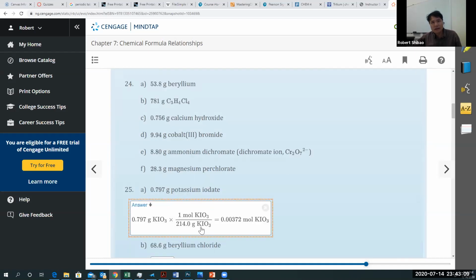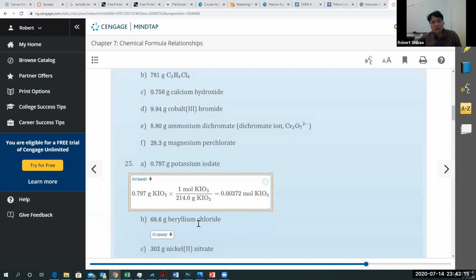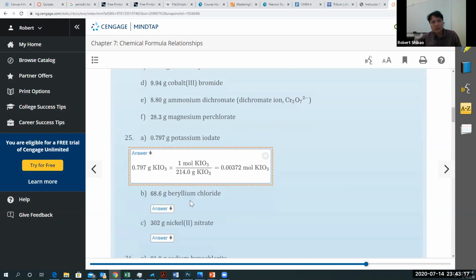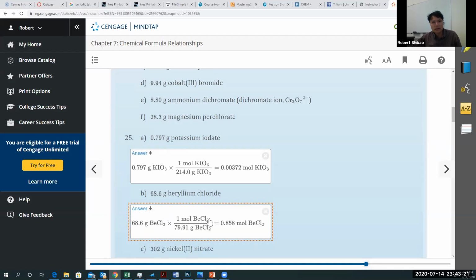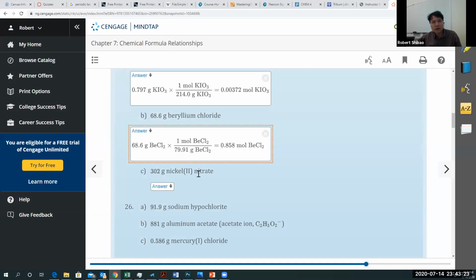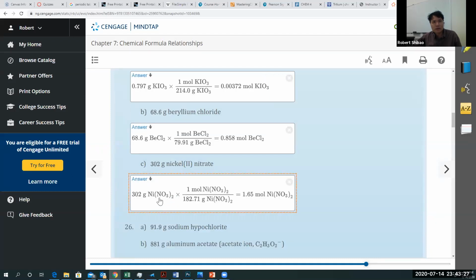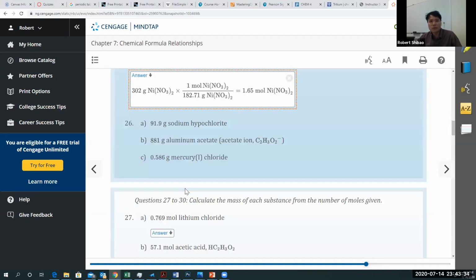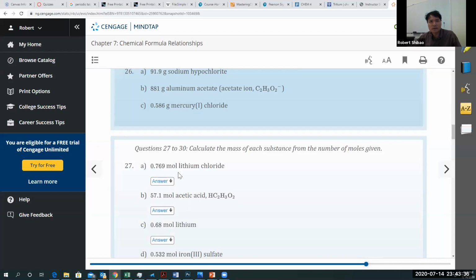You go, okay, after you do enough of these, this is good practice for nomenclature, by the way. So KIO3, beryllium chloride, BeCl2, calculate the molar mass. Nickel(II) nitrate, Ni with 2 NO3s. Nickel's plus 2, nitrate's minus 1, so that's why we need that ratio, and then we've got to add them up. And so a lot of calculating molar masses, but let's skip that for right now.